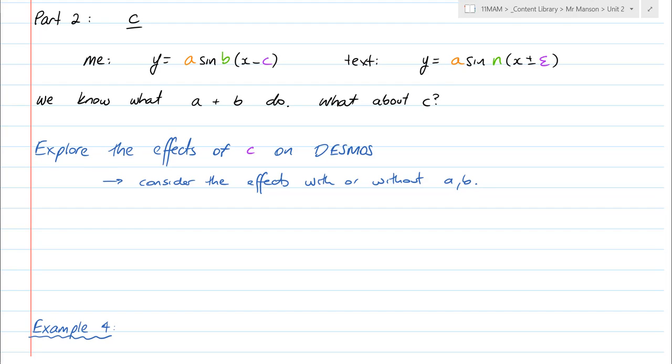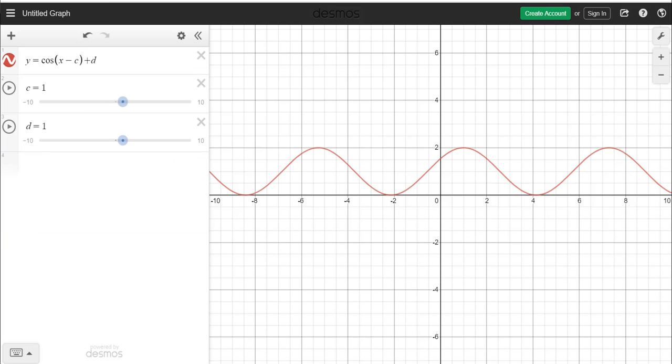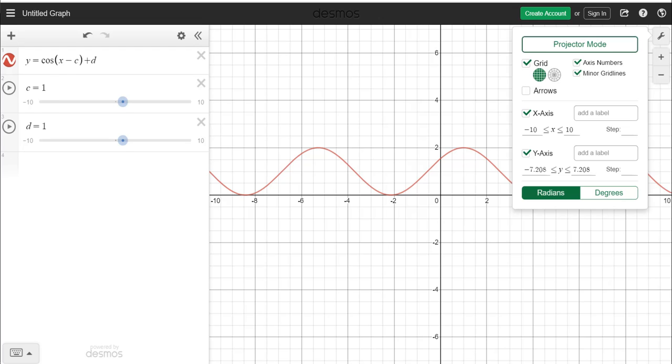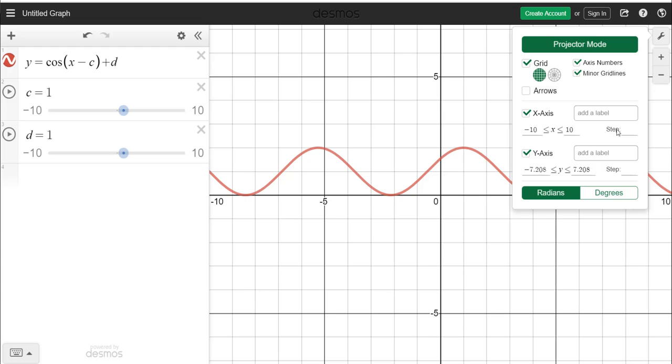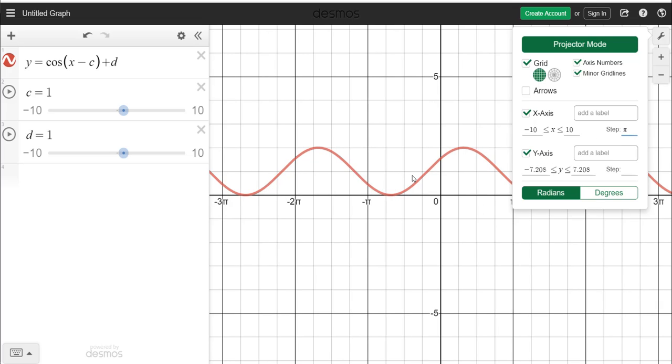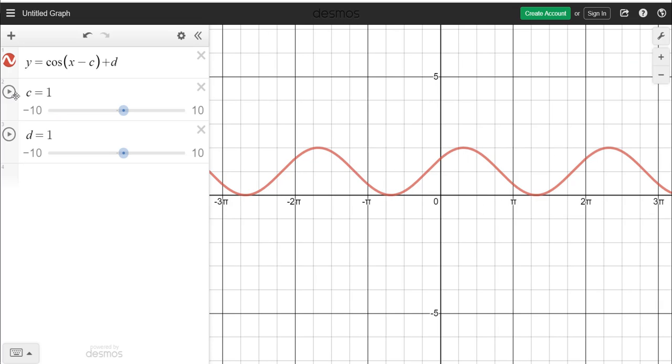Is set up a Desmos page again. This Desmos has the standard cosine function, but I've set up a slider for C and D, so hopefully you can see that where you're sitting. And that's what our standard cosine function looks like. I might just change the settings again so it has a step of pi, and I'll leave it at that. And I've set the slider up to show you what C and D does.